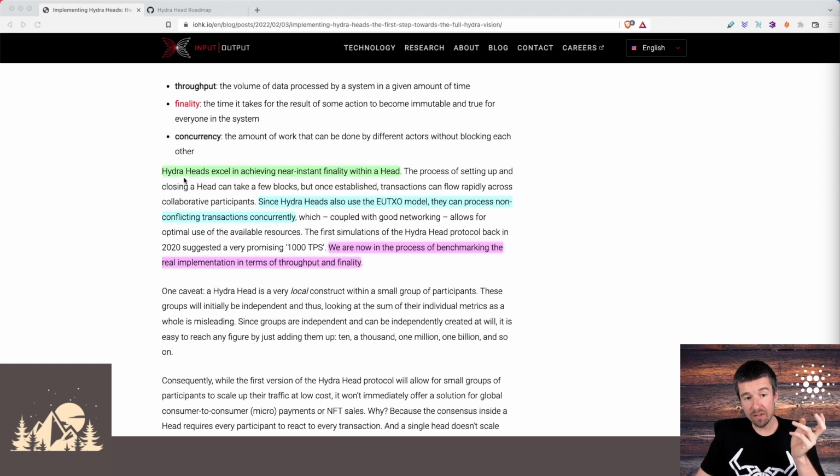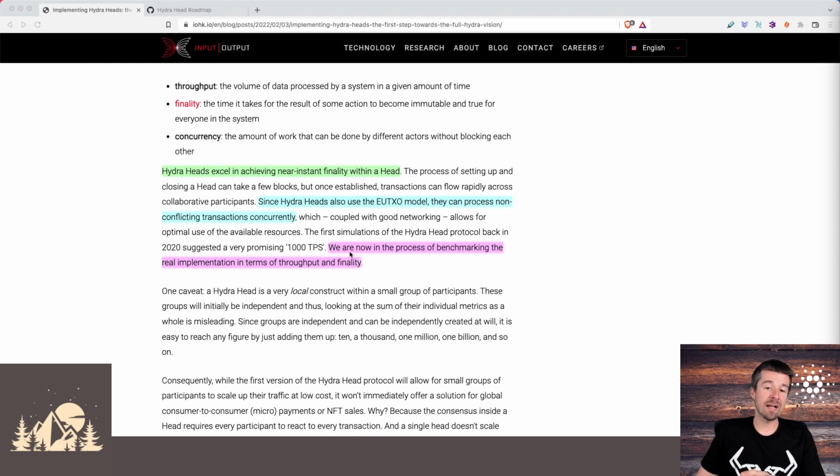So in our poker table example, a Hydra head where you have a limited amount of people that are all sitting at the table together has a near instant finality within the head because everybody knows what's going on at all times. And from a concurrency standpoint, since Plutus and therefore Hydra heads utilize EUTXO, they can process non-conflicting transactions concurrently. So we're good there as well.